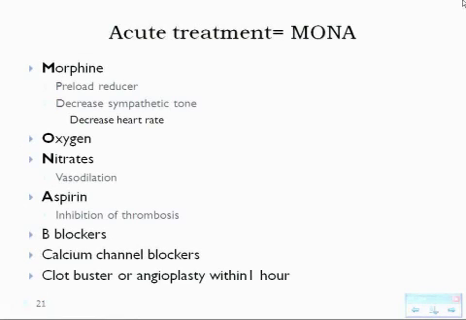The acute treatment, if somebody is complaining of chest pain to you, you should immediately think of MONA, which is morphine, oxygen, nitrates, and aspirin. Morphine acts as a preload reducer. It decreases sympathetic tone, decreases heart rate. Oxygen, of course, if the greater PaO2, the greater the actual saturation, if the person's desaturating, is going to help. Nitrates are vasodilators of coronary structures, and aspirin, of course, inhibits thrombosis.